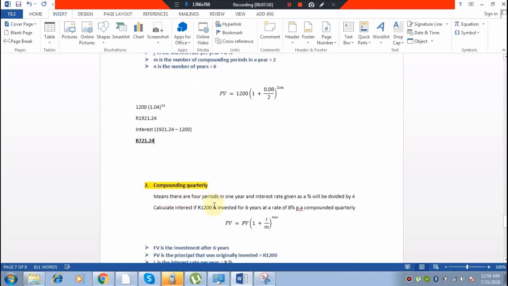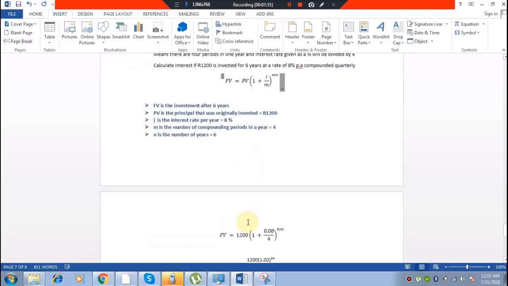Now we need to look at, if we are compounding quarterly, what does it mean? It means there are 4 periods in 1 year, and interest given as a percentage will be divided by 4. So calculate interest if 1200 is invested for 6 years at a rate of 8% per annum, compounded quarterly. Present value is 1200, and one note: we were dividing by 2, now we are dividing by 4, because we are going to be getting interest 4 times.